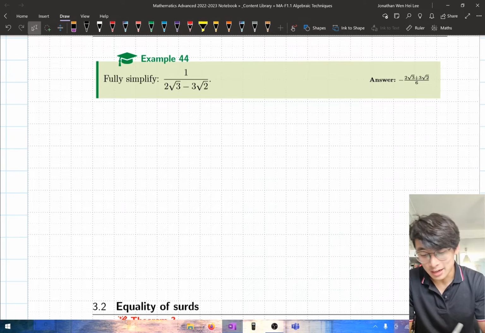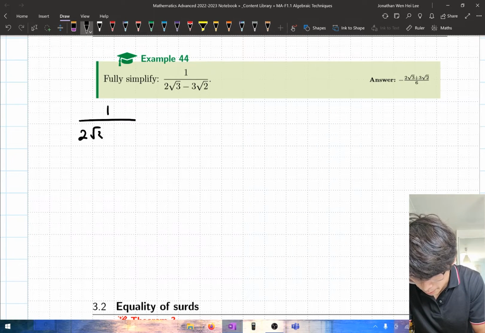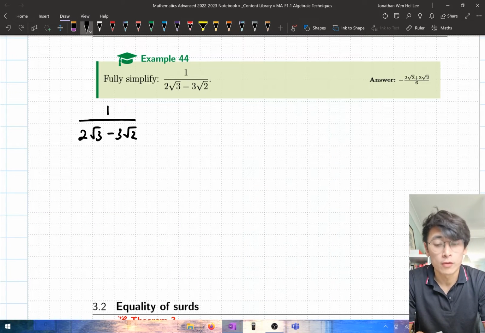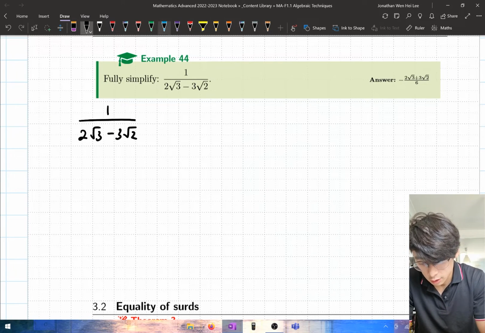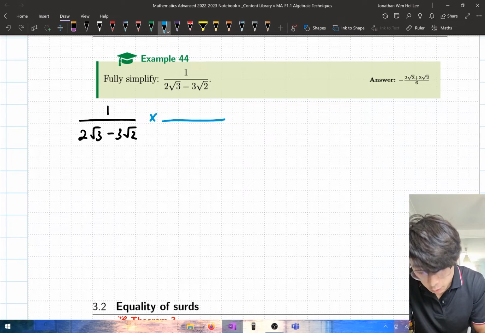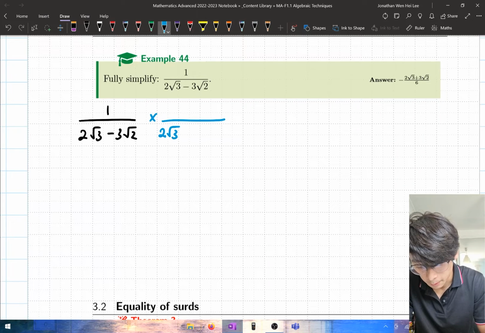So for this example, just like we did before, we want to actually multiply by the conjugate. Now here, we've got a few terms that have coefficients or numbers at the front of the square root. We can still do the same thing. We're just going to multiply by the conjugate. So here for this particular case, we're going to multiply by 2 square root 3 plus 3 square root 2.